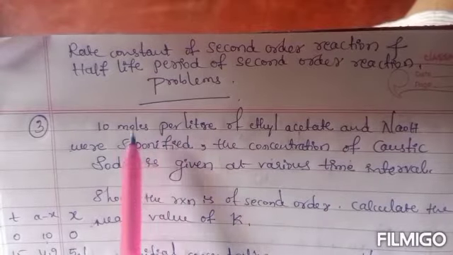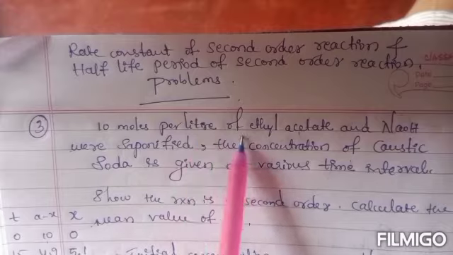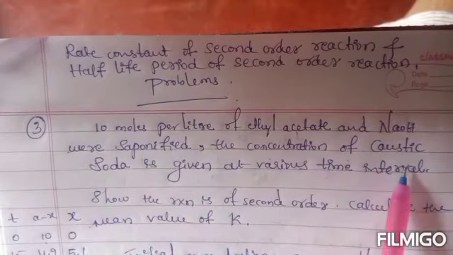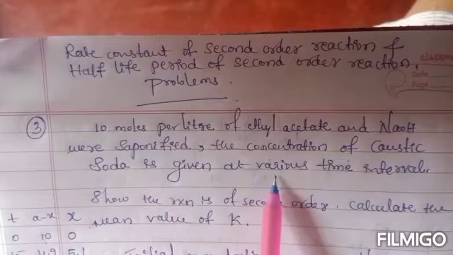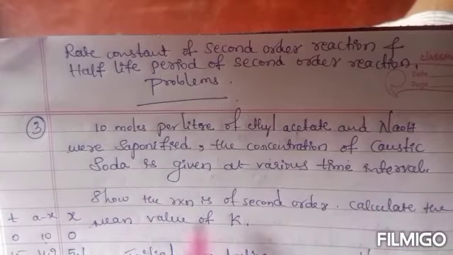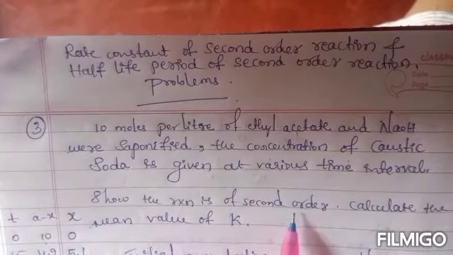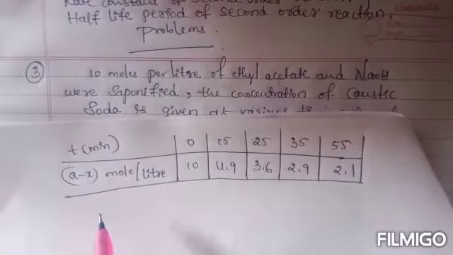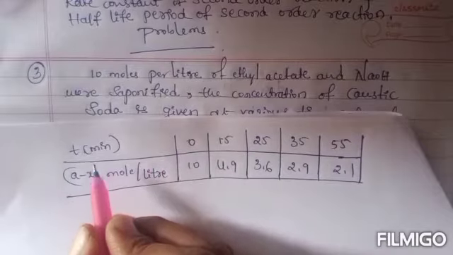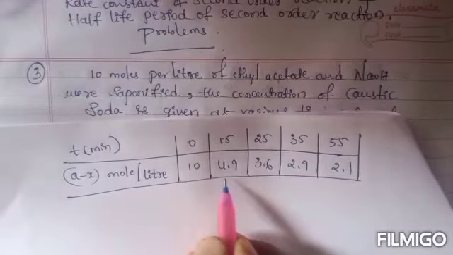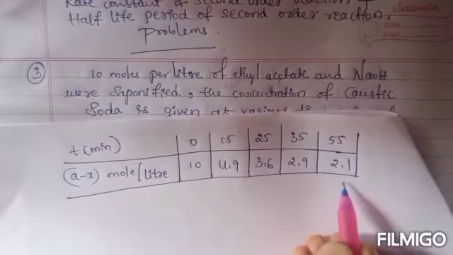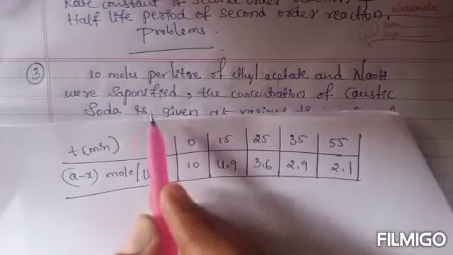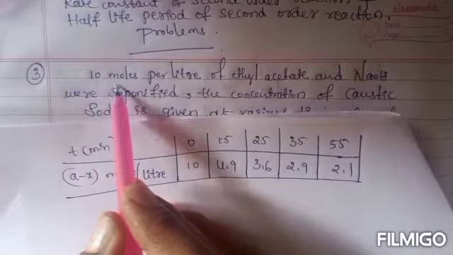Here, the third problem is: 10 moles per liter of ethyl acetate and NaOH were saponified. The concentration of caustic soda is given at various time intervals. Show the reaction is of second order. Calculate the mean value of K. They gave the values of T and A minus X in the problem. These are the values.